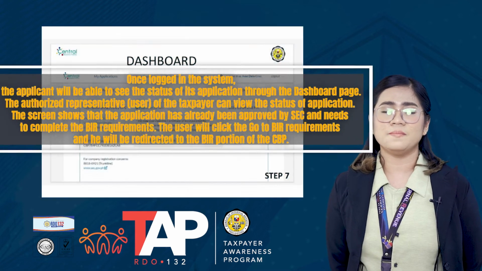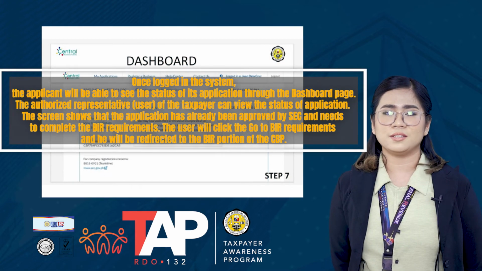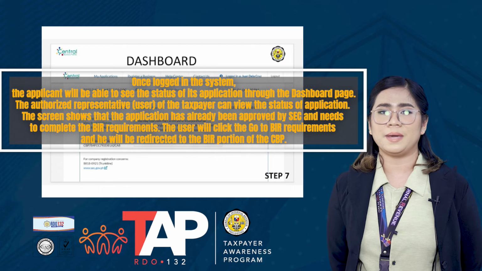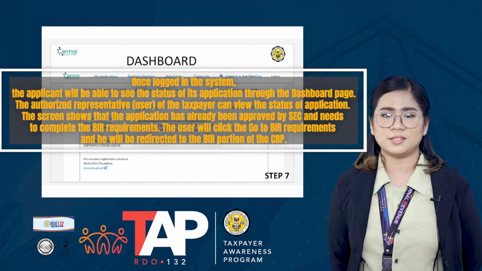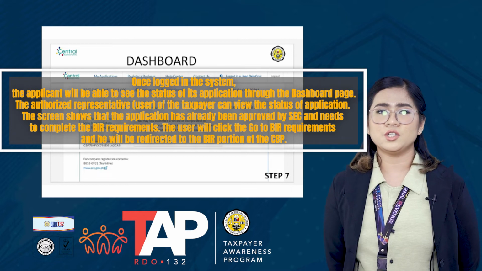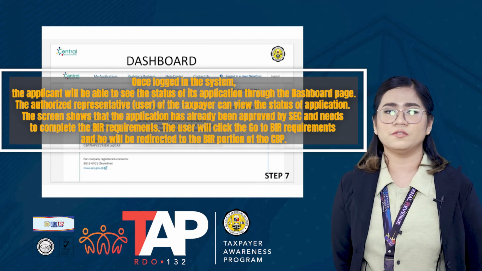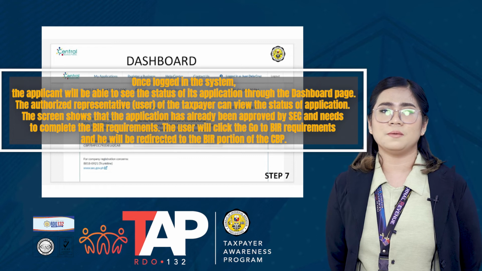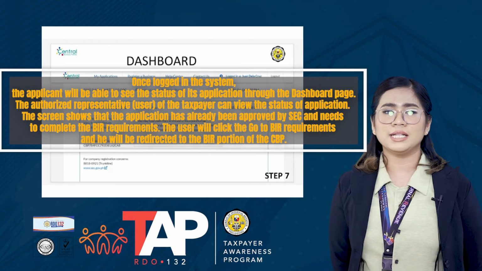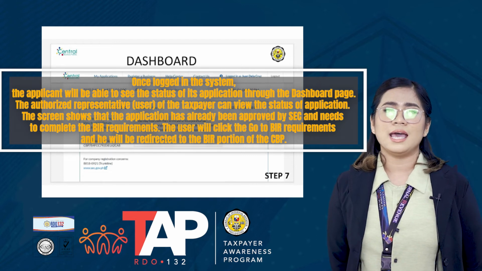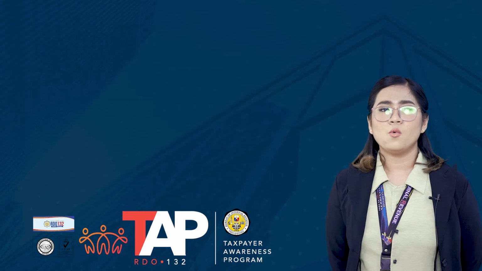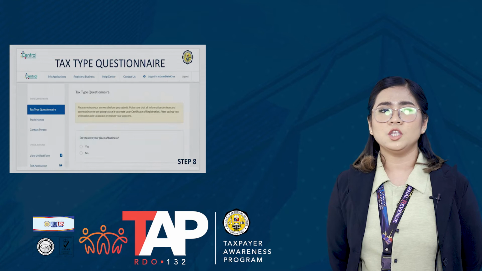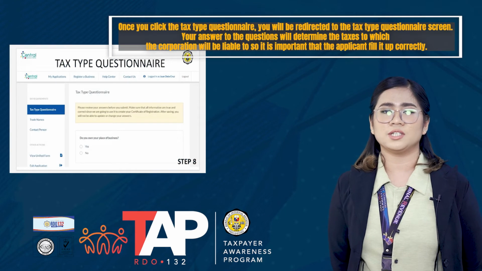Once logged in the system, the applicant will be able to see the status of its application through the dashboard page. The authorized representative or user of the taxpayer can view the status of application. The screen shows that the application has already been approved by SEC and needs to complete the BIR requirements. The user will click the Go to BIR requirements and he will be redirected to the BIR portion of the CBP. Once you click the tax type questionnaire, you will be redirected to the tax type questionnaire screen.